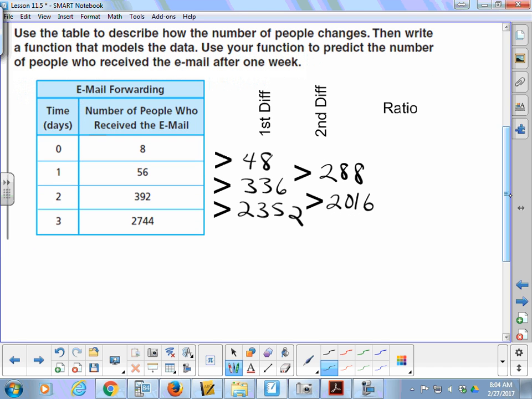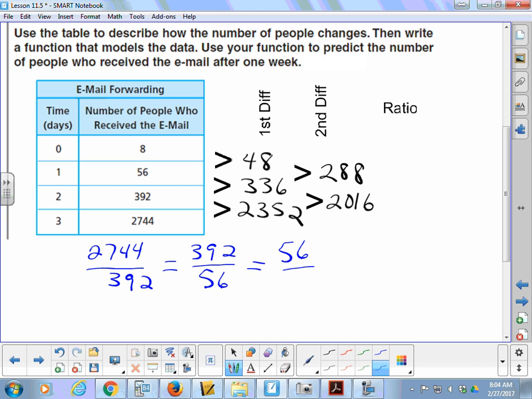So we want to divide them. 2744 divided by 392. Is that the same as 392 divided by 56? And is that the same as 56 divided by 8? All right, so we have to do these. And this is going to give me the value for B. So it's the common ratio. It's R if we're talking about a geometric sequence, and it's the value of B if it's an exponential function.